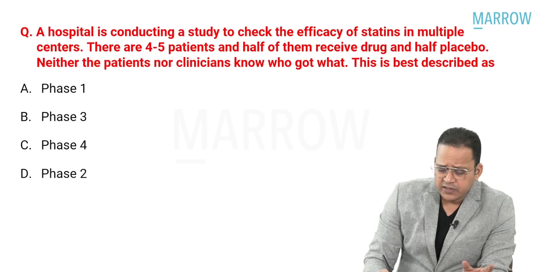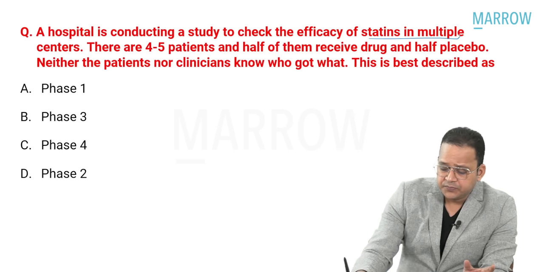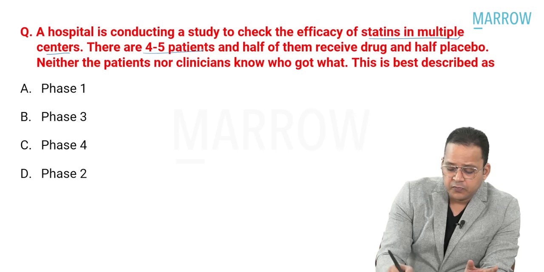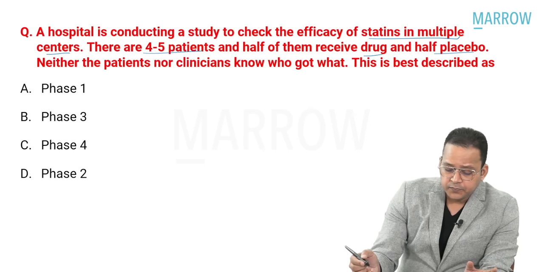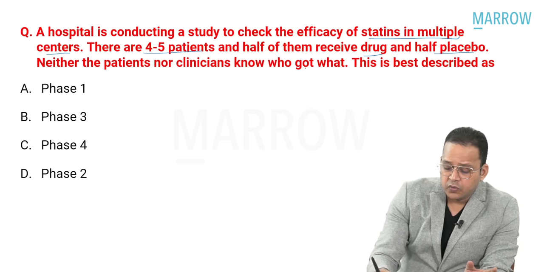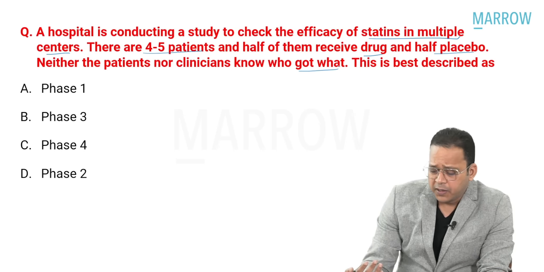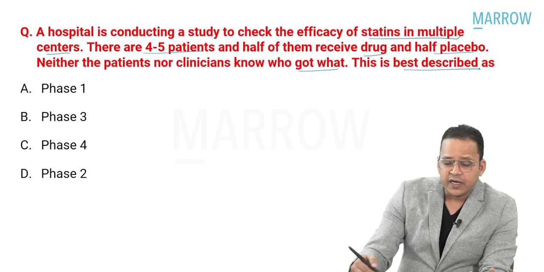Next question, guys. A hospital is conducting a study to check the efficacy of statins in multiple centers. There are 4 to 5 patients, half of them receive the drug and half receive placebo, right? And neither patients nor clinicians know who got what. So double blinded, right? This is best described as which phase?